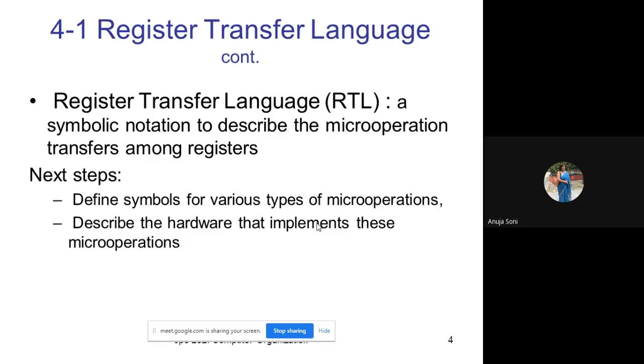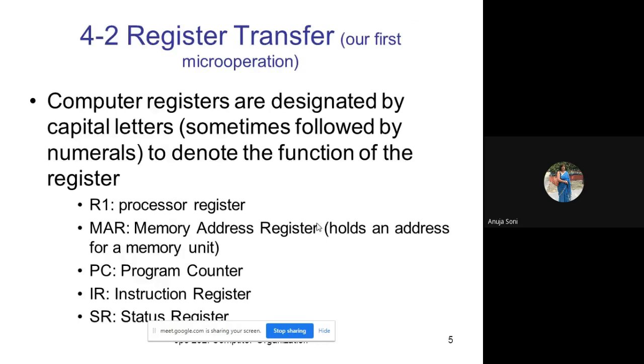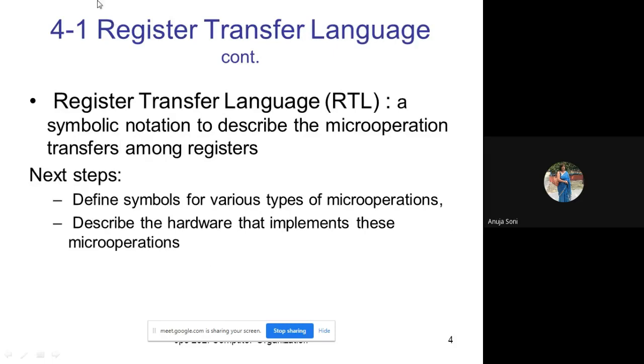What kind of units can be there? On one side the registers can be there, on another side the memory can be there, or some kind of control signals can also be used. So this was all about the introductory part of register transfer language in section 4.1.